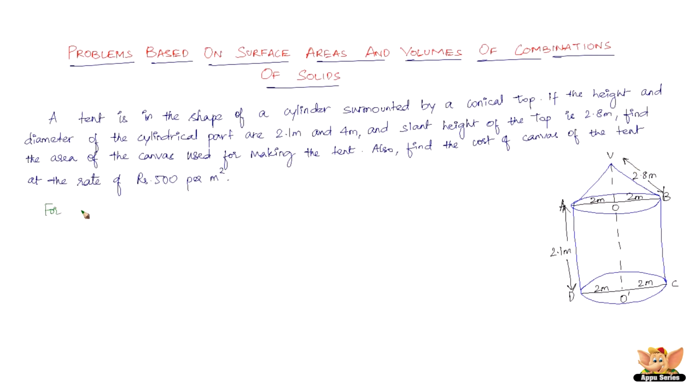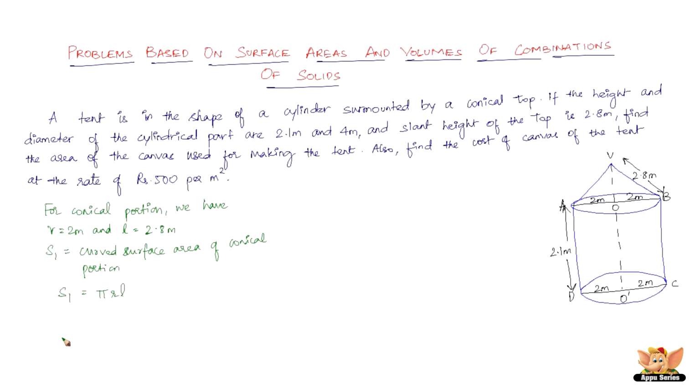So first, let us start with the cone. For the conical portion, we have the radius as 2 meters and the slant height as 2.8 meters. And so let's take S1 to be equal to the curved surface area of the cone, or of the conical portion. So that is going to be S1 equals pi RL.